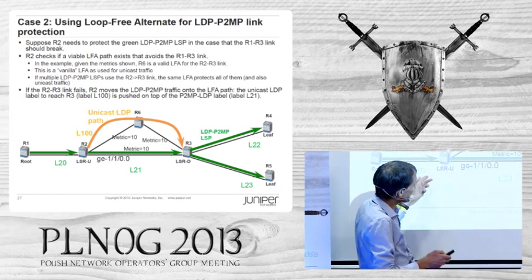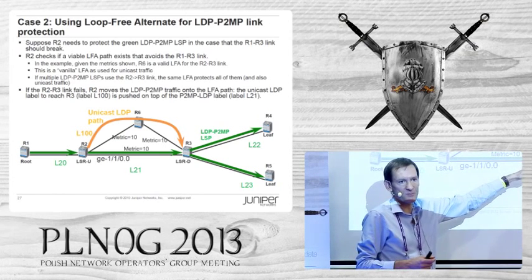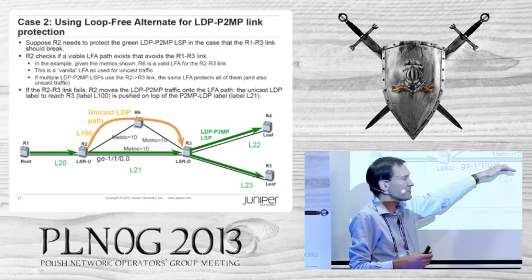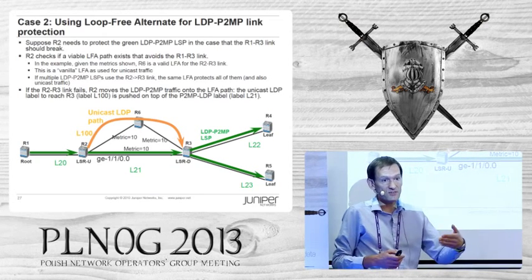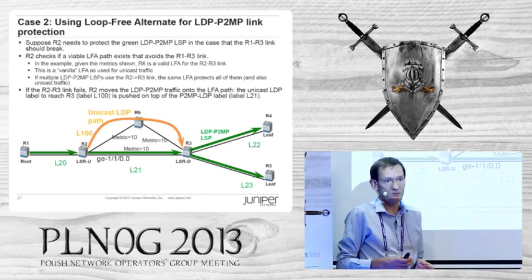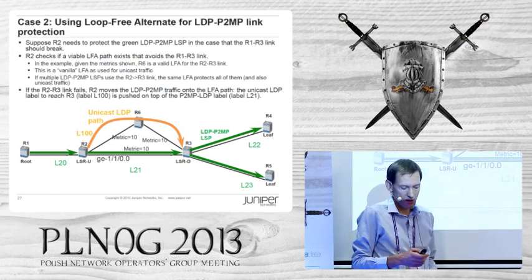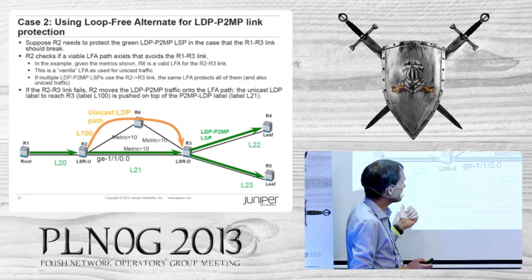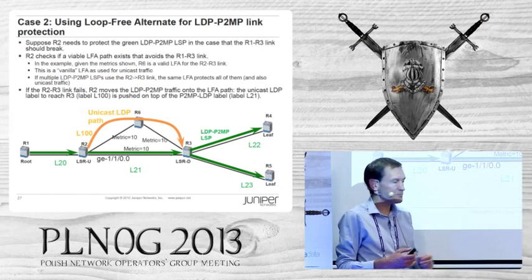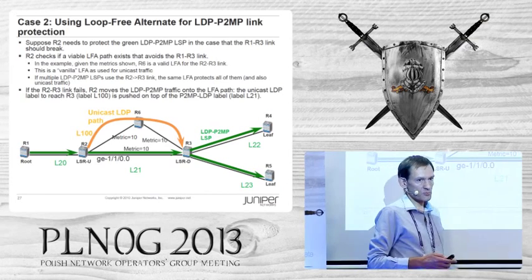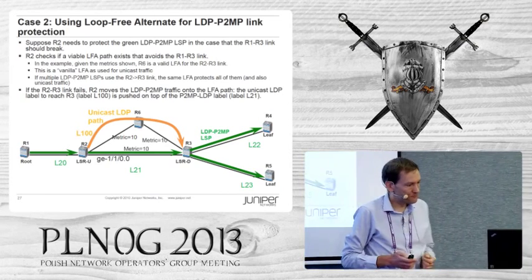Now, I guess one thing to mention is that, of course, if we've got lots of LDP point-to-multipoint LSPs, then they would all be protected by this same loop-free alternate path. And also, if there's unicast LDP traffic, it's also getting protected by this loop-free alternate path as well. For the RSVP case before, again, if you've got lots of LDP point-to-multipoint LSPs crossing this link, then they are all protected by that same RSVP bypass LSP.